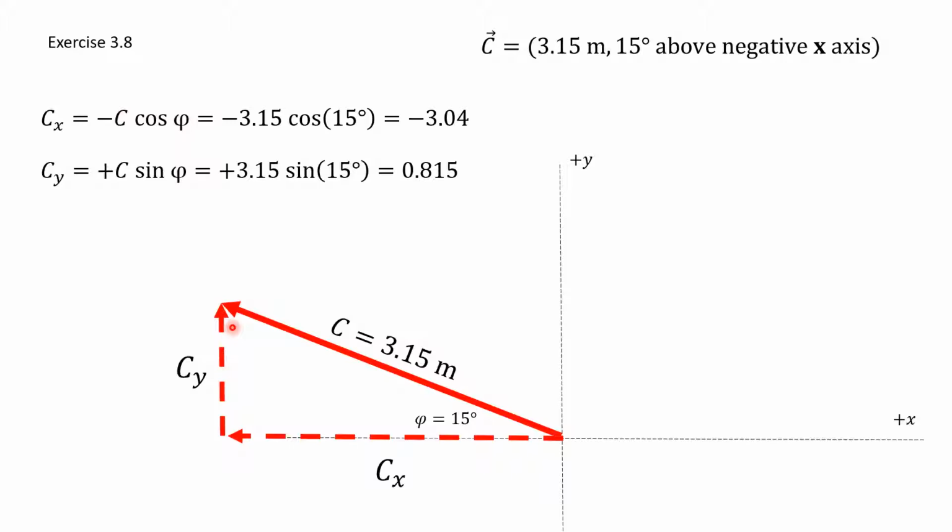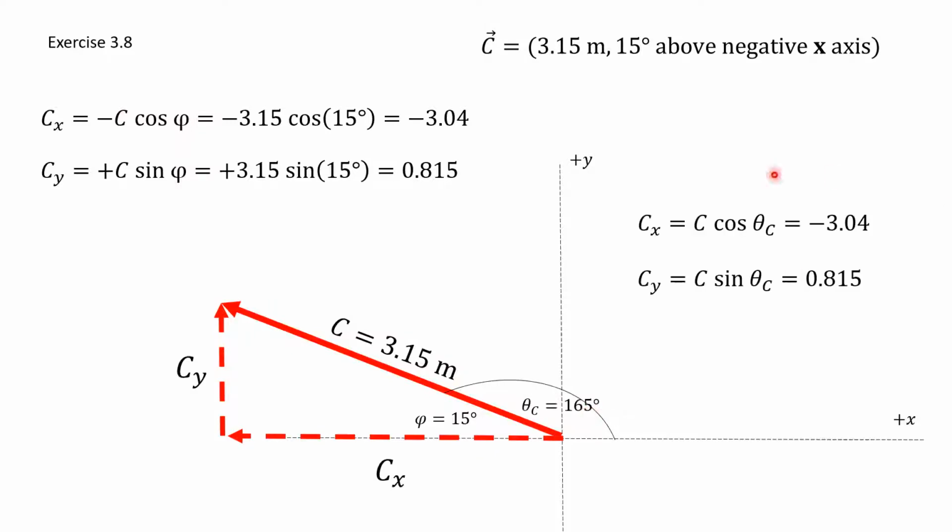Could we do this with the regular formulas? Well, if you'd like to use the typical formulas, which is a safe choice because it will always work, you first need to determine the angle that vector C makes with the positive x-axis. That would have to be 165, the supplement of 15. Now that we know that angle, we can just plug and chug.